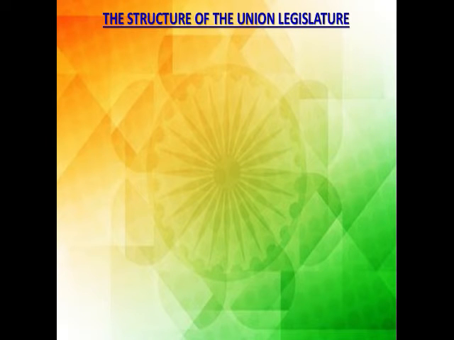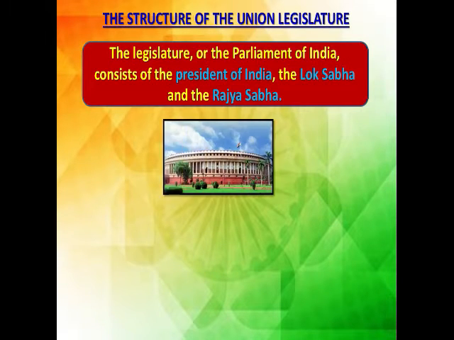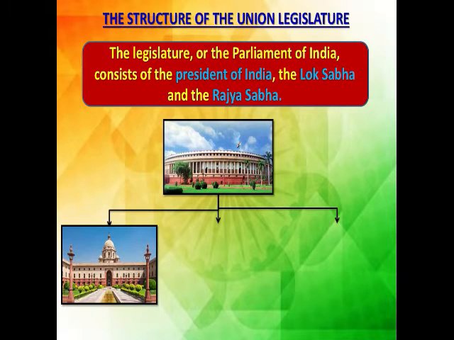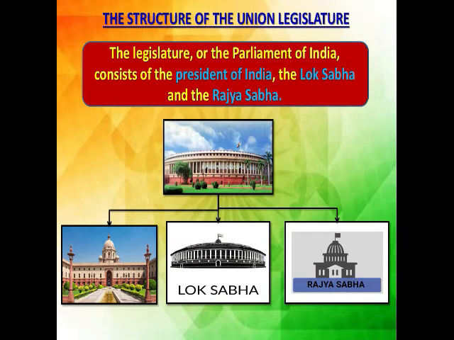So next one is the structure of the Union Legislature, children. The legislature or the Parliament of India consists of the President of India, the Lok Sabha, and the Rajya Sabha, as we just learned from our first slide. So this is the Parliament, and it indicates the President of India, the next one is the Lok Sabha, and the third one is the Rajya Sabha.